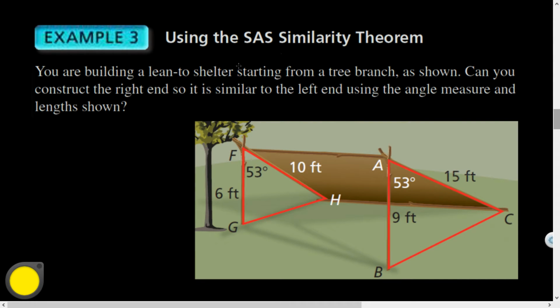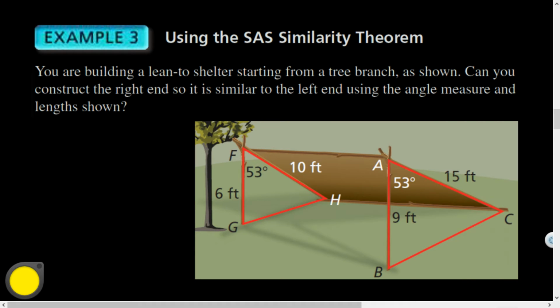All right, you are building a lean-to shelter, starting from a tree branch as shown. Can you construct the right end so it's similar to the left end using the angle measure and the lengths shown? Huh. That doesn't seem like a helpful or necessary thing.